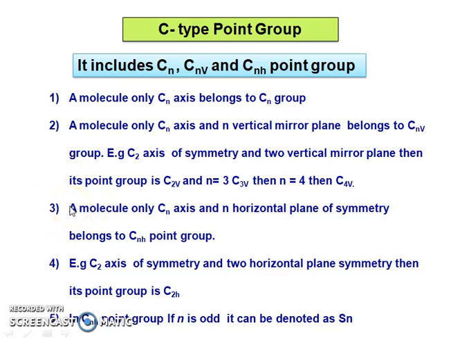Third point, now we will see. If a molecule has only a Cn axis and n number of horizontal planes of symmetry, then it belongs to the Cnh point group.